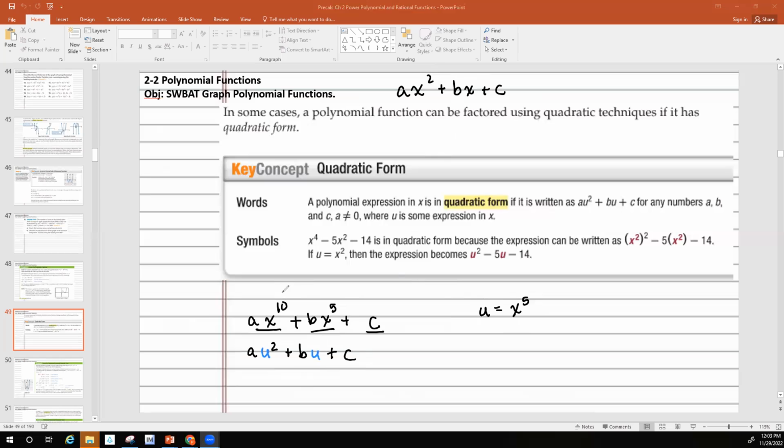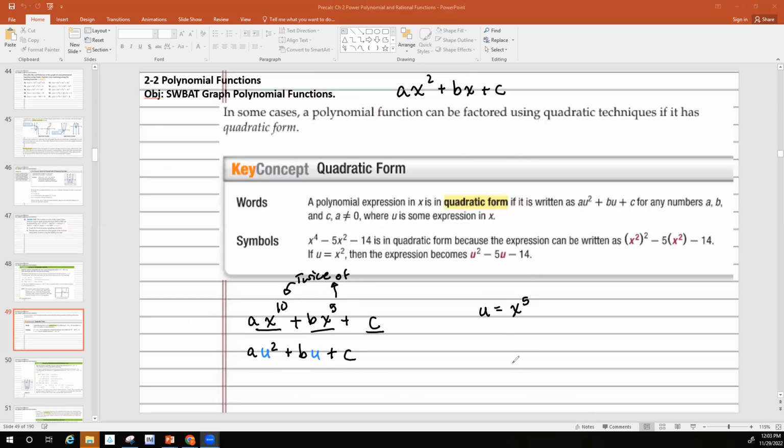the degree has to be twice of this one. So whatever this number, whatever this exponent is, twice of that has to be the degree.